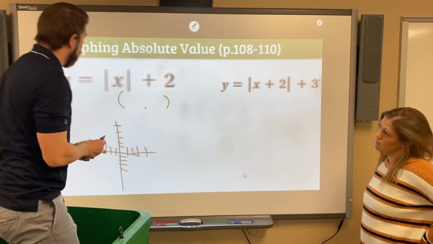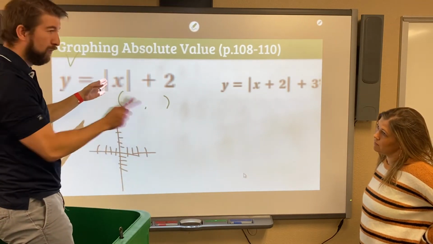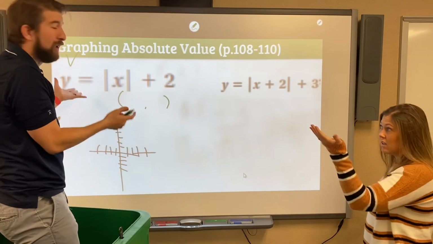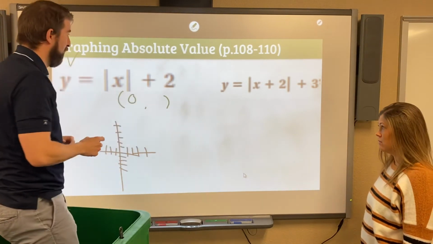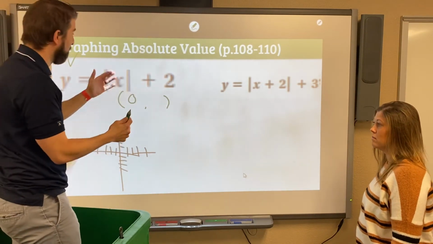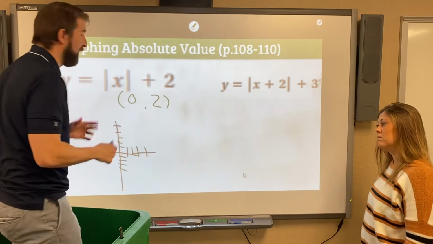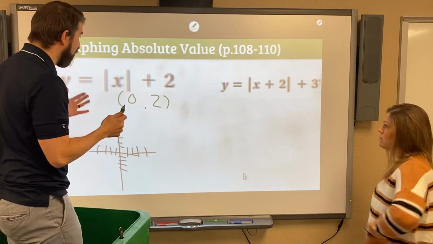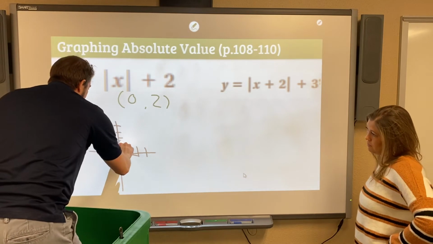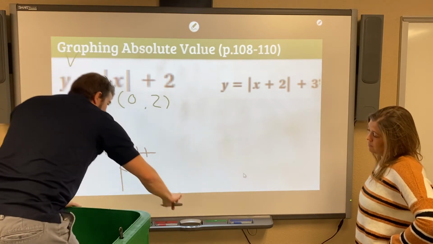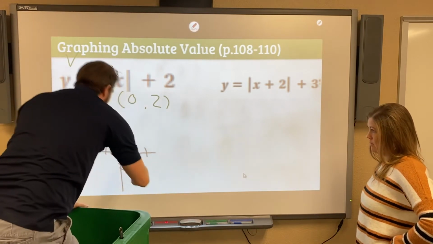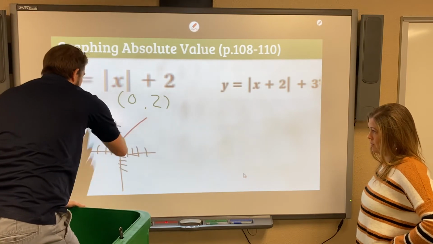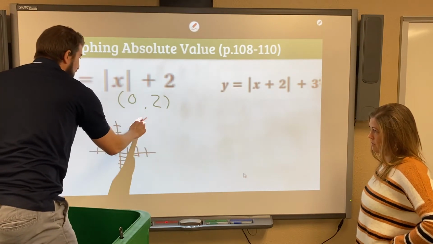All right, so what number is inside here with the x? 0. There's nothing. There's not a number in there, so that is just a 0. And then my 2 is outside of the absolute value box, so that's going to be a positive 2. So my vertex is (0, 2), right there. And I draw my little V.